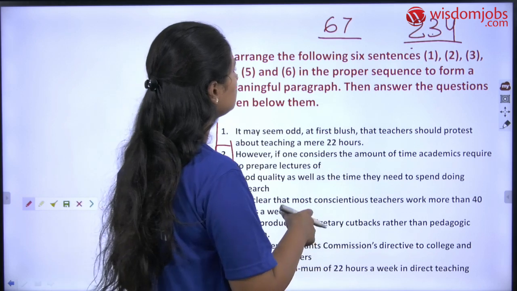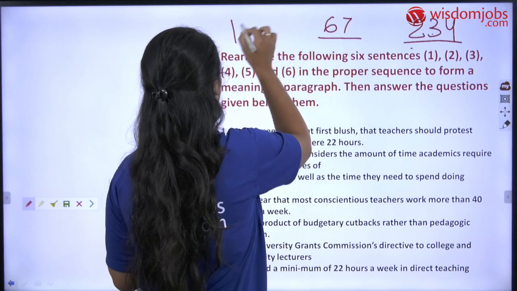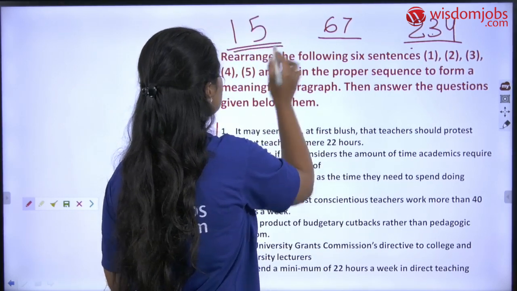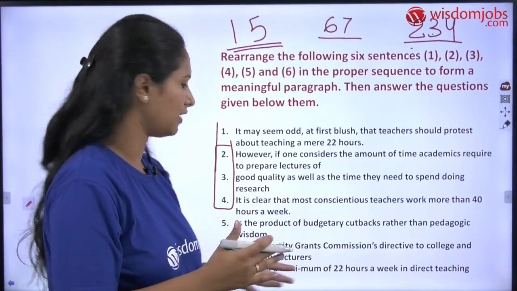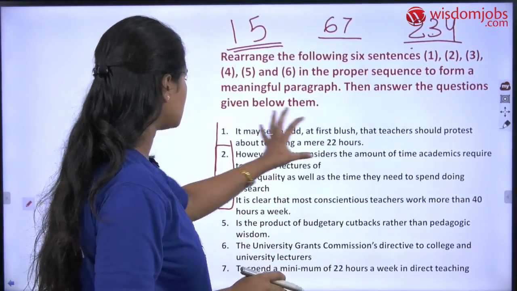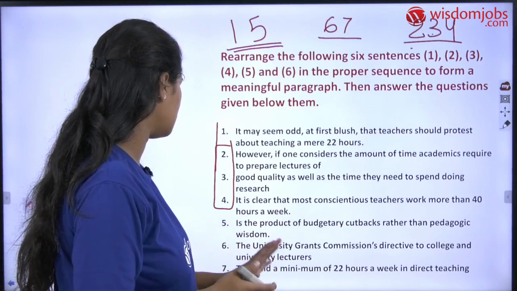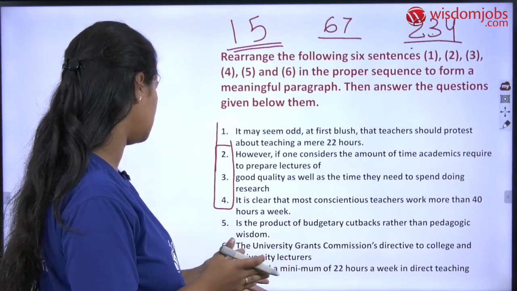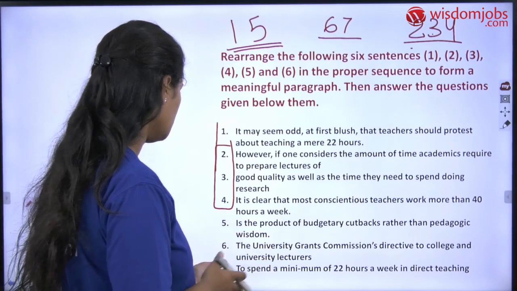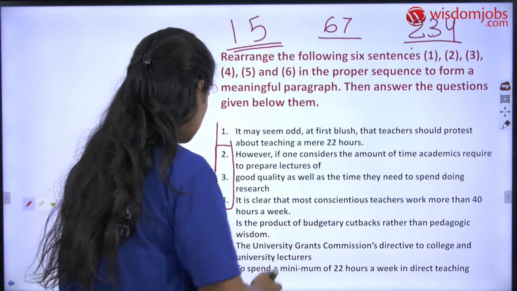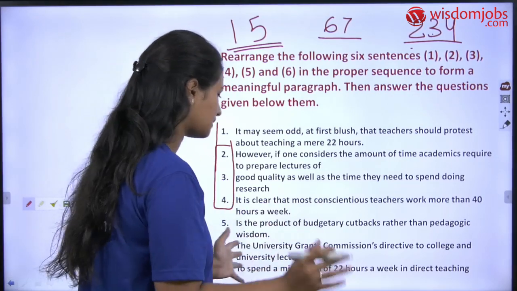So only 1 and 5 do not have any chance where to occur them, where to keep them together. 1 is a complete sentence, but 5 is somewhere a product of budgetary cutbacks rather than pedagogic wisdom. So you can just simply write it that 6, 7, 5. Now try to form it like this.